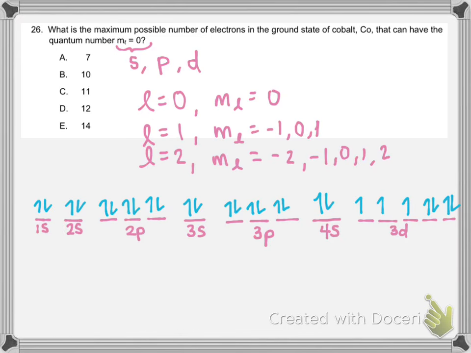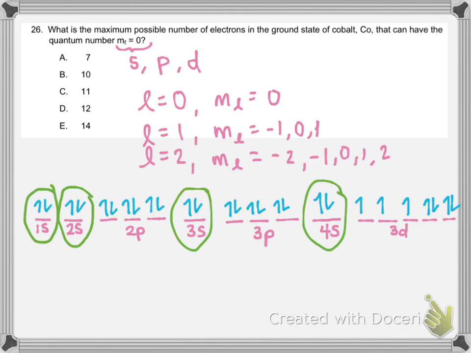So now I'm just going to go through and say, well, for my s electrons, those are definitely m sub L equals 0 because there's no other option. And then for the p and the d subshells, I'm just going to say one of these boxes is going to correspond to an m sub L equals 0. Doesn't matter which one here because they're all the same.